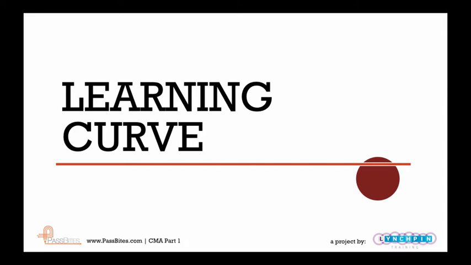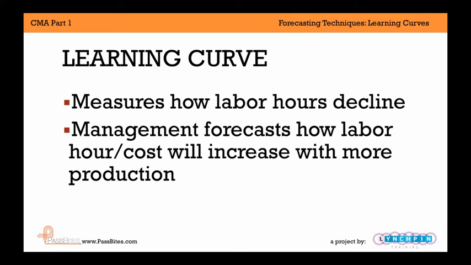Learning curve is a forecasting tool used to predict labor hours required for production. This is a little complex topic, but the good news is that in CMA Part 1 it is limitedly tested, so keep it simple. Learning curve measures how labor hours decline as units of production increase because labor is learning and becoming better in their job, resulting in lesser time required to do the same task. And because of the repetition of similar tasks, they will be doing it next time a little faster.